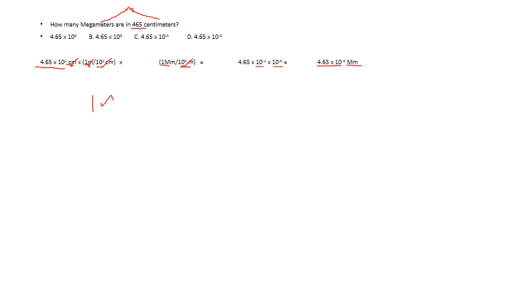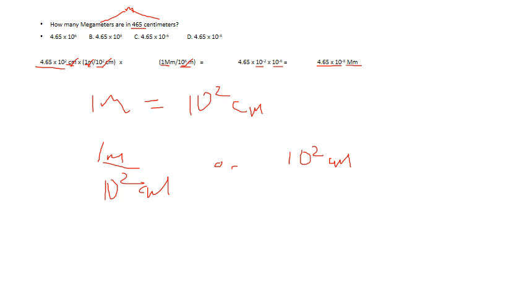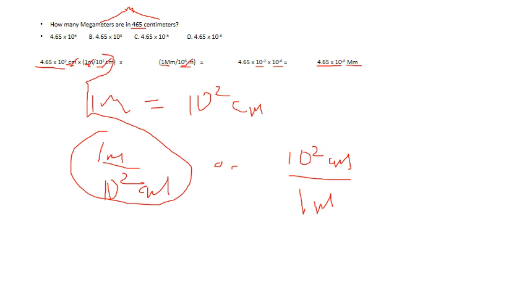So I know 1 meter is equal to 10 to the second centimeters. Okay, and you could write the conversion factor as 1 meter over 10 to the second centimeters, or 10 to the second centimeters over 1 meter. You pick the right one to cancel out the centimeters, so I'm going to pick this one right here. Same thing with this. I wanted to cancel out the meters, so I knew the relation of 1 megameter is equal to 10 to the 6 meters, and then I set this up so the meters cancel out here and here, and I'm left with megameters.